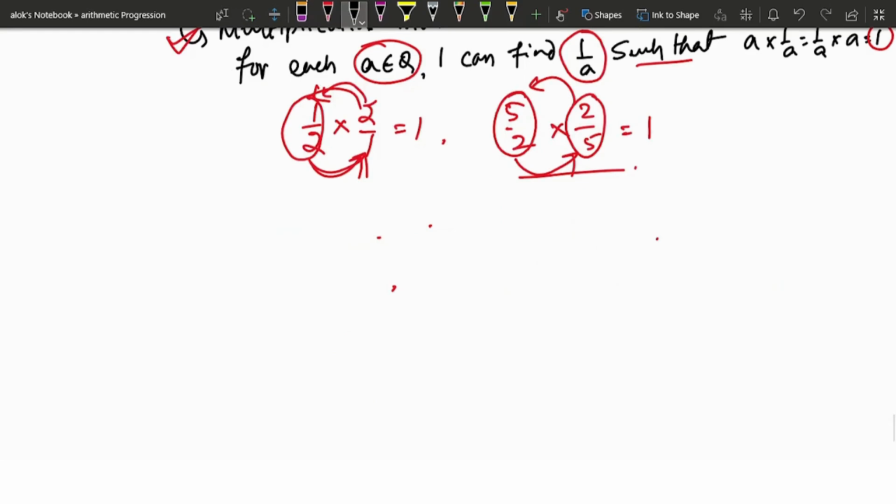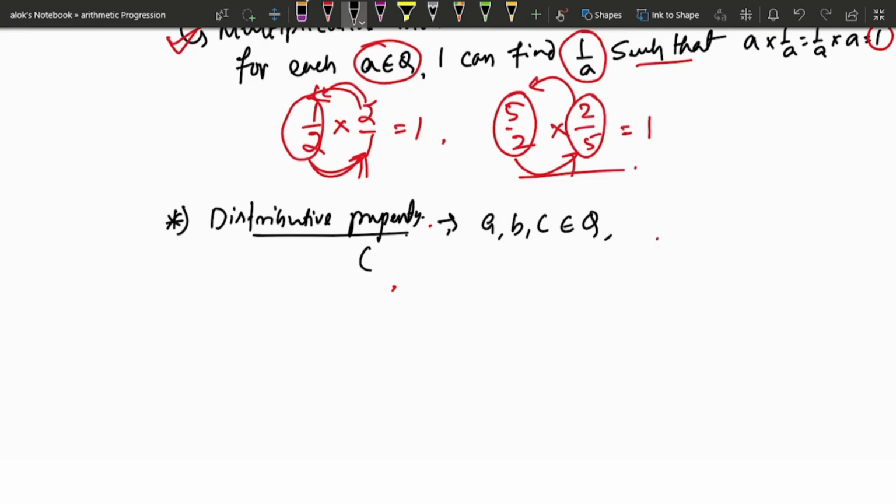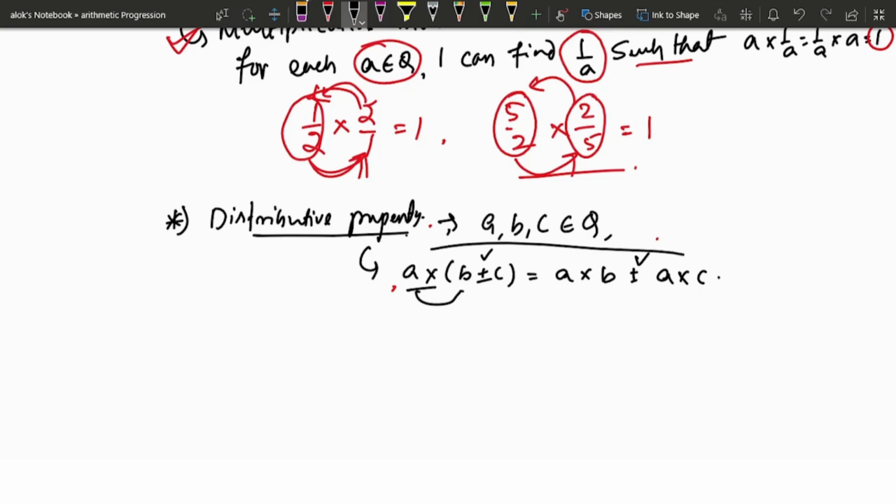At last we have another property which is the distributive property. So we can distribute multiplication over addition or subtraction. Okay, so for example, suppose a, b, c are all rational numbers. Then I can write a multiplied by (b plus c) or (b minus c) equals a multiplied with b, addition or subtraction, whatever this is, and a multiplied with c. So you can distribute this multiplication over this addition or subtraction. So this is another property of rational numbers. So this is all about the properties of rational numbers.